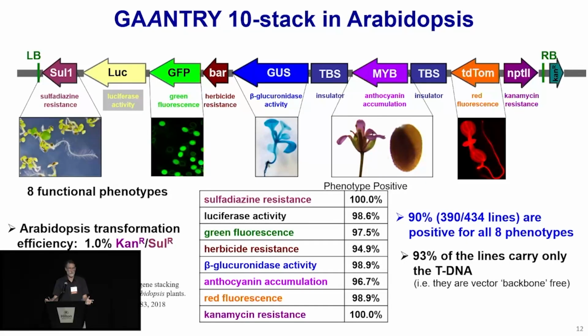We also looked for if any of those lines carried sequence outside the T-DNA. So if you do binary vector transformation, what you'll routinely see in transgenic plants is sometimes you'll get part of the plasmid vector integrated into your transgenic plant. We looked at a number of these events, and 93% carried only the T-DNA and no sequences outside the T-DNA.